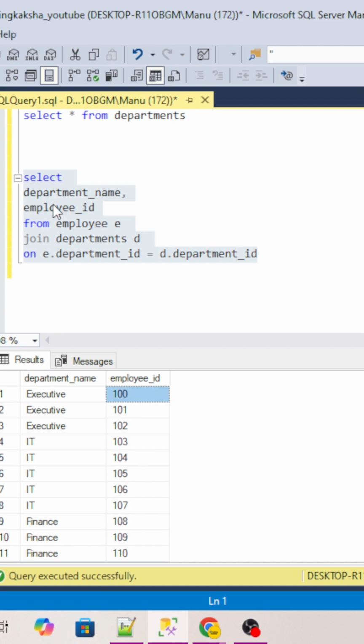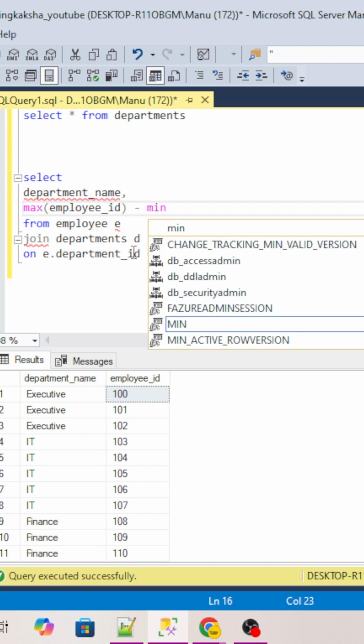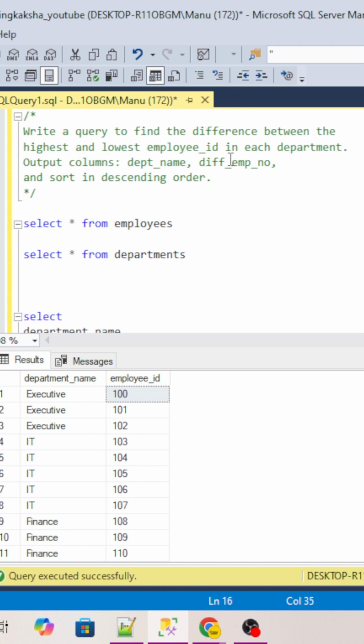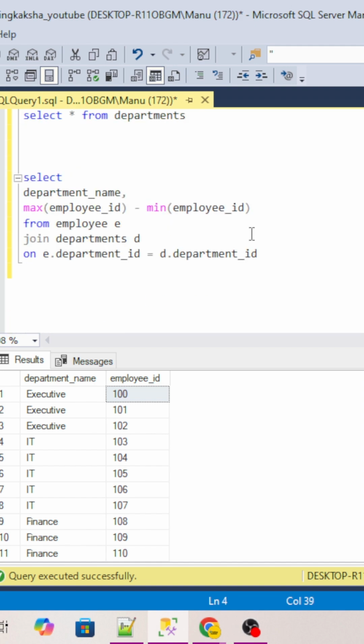So how will we do that? For that, we have to use the MIN function. We will take the max and subtract the min: max employee ID minus min employee ID. And we have to give this an alias, so we will name it diff employee number, meaning the difference between employee numbers.